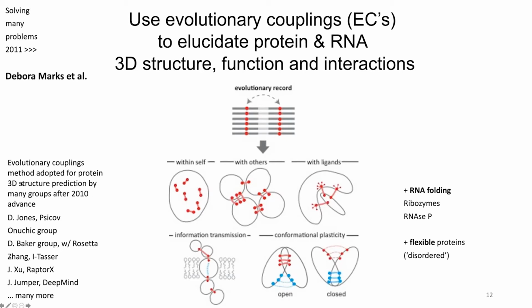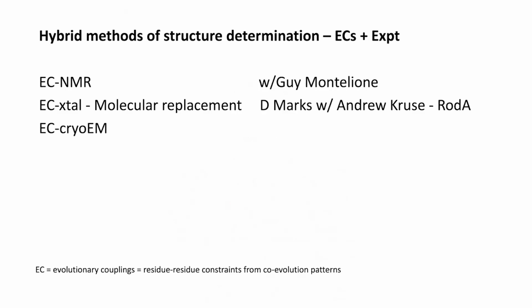And so since then, this was adopted by many groups, immediately by David Jones. Then Onuchic followed with proteins. Then the following year, David Baker's group with Ovchinnikov and so on, Zhang, and then Xu, then using some machine learning methods to do contact prediction. And then, of course, later on, over a several-year effort, but first made public, John Jumper and others at DeepMind.